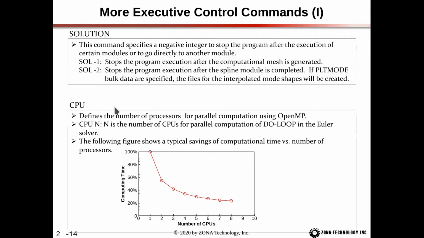And then CPU is for the OpenMP parallel computation. So this works by using CPU n, where n is an integer, and n is the number of CPUs for the parallel computation in the Euler solver. This figure shows a typical savings of computational time versus the number of processors. Going from 1 to 2, you can get close to 50%, but then beyond 4, your savings start dropping off.